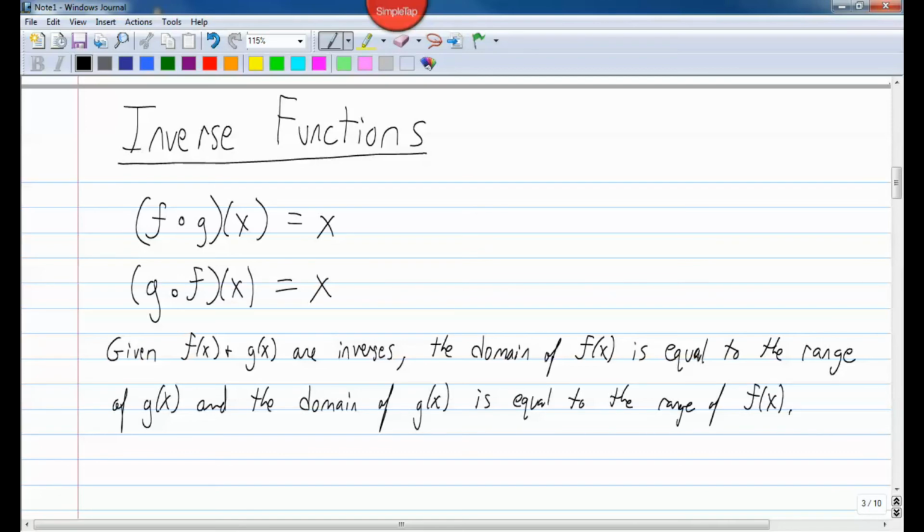So it's kind of like, if you think of the domain and range as two different things, which they are, two different sets of numbers, they have opposite domains and ranges of each other. That's just a special property. I'm not going to give you a fill-in-the-blank test or anything like that, but just know that the range of one is the domain of the other, and the domain of one is the range of the other. Okay?